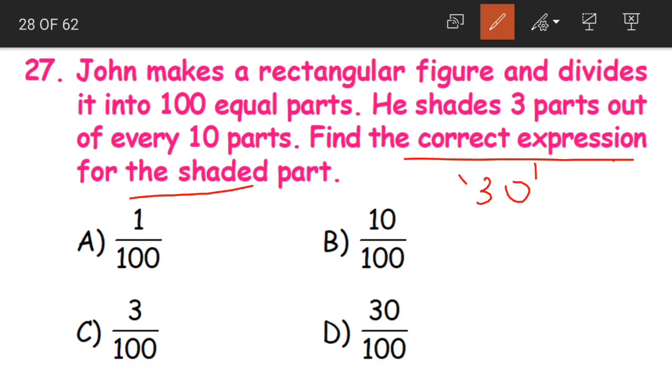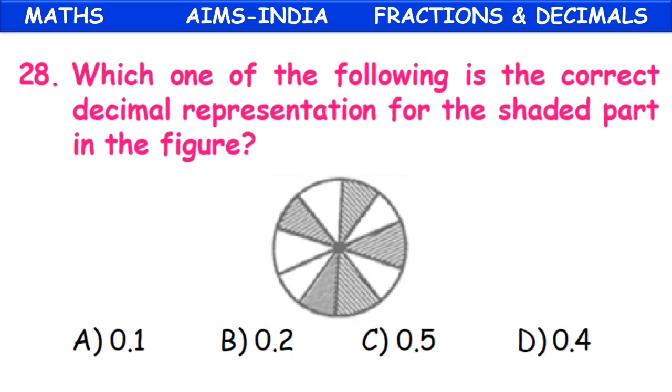Now find the correct expression for the shaded part. How do we represent it as a fraction? 30 is the total number of shaded parts, so it becomes our numerator, divided by, what will be the denominator? It will be the total number of parts, that is 100. So 30 divided by 100 is the correct expression for the shaded part, that is option D.